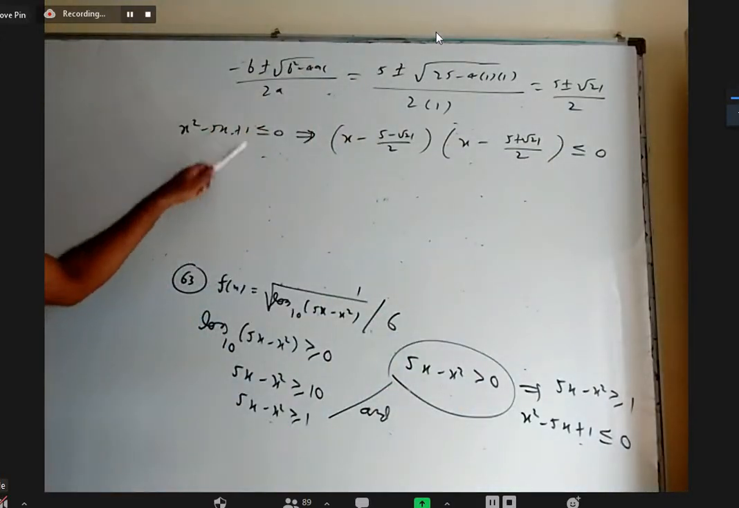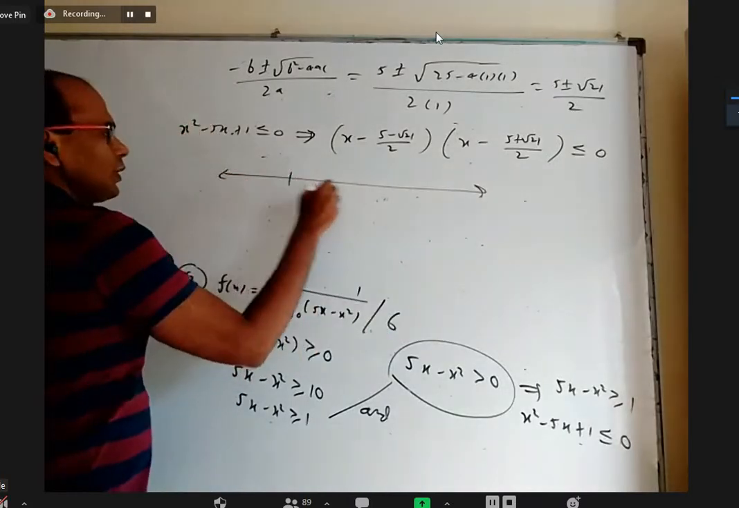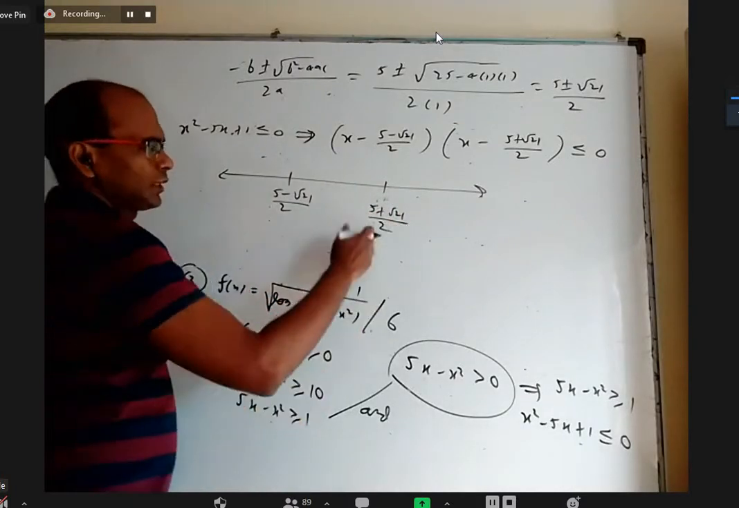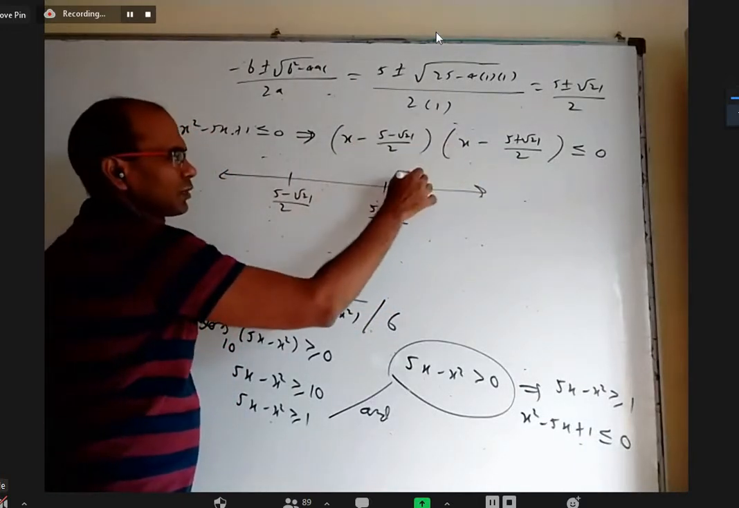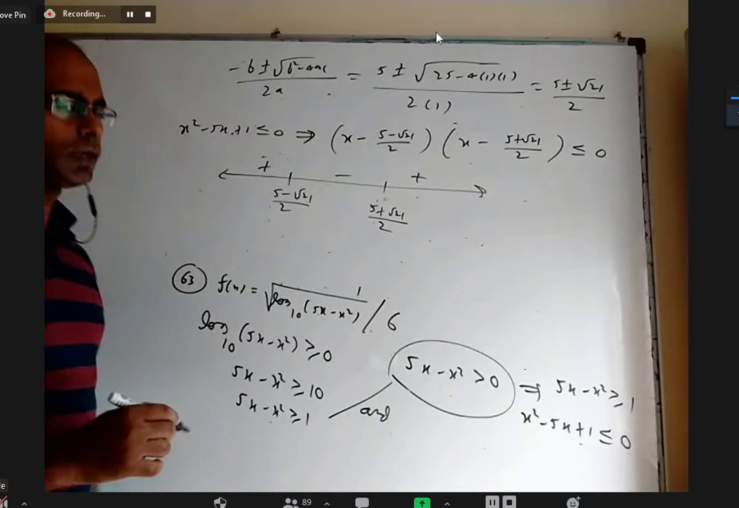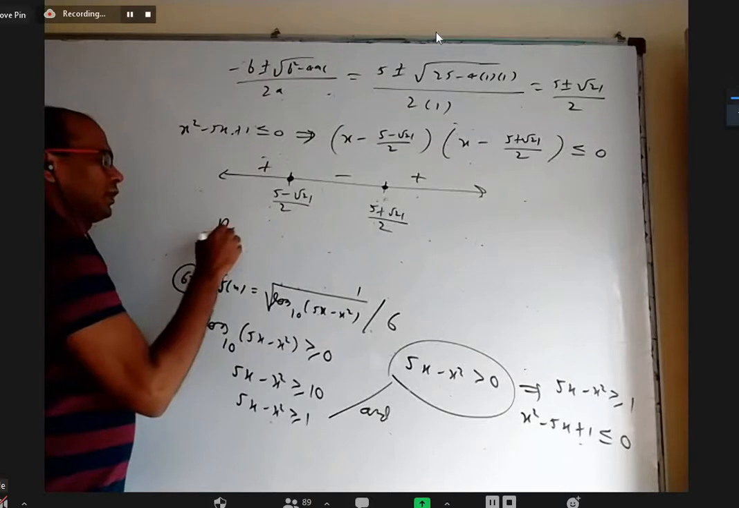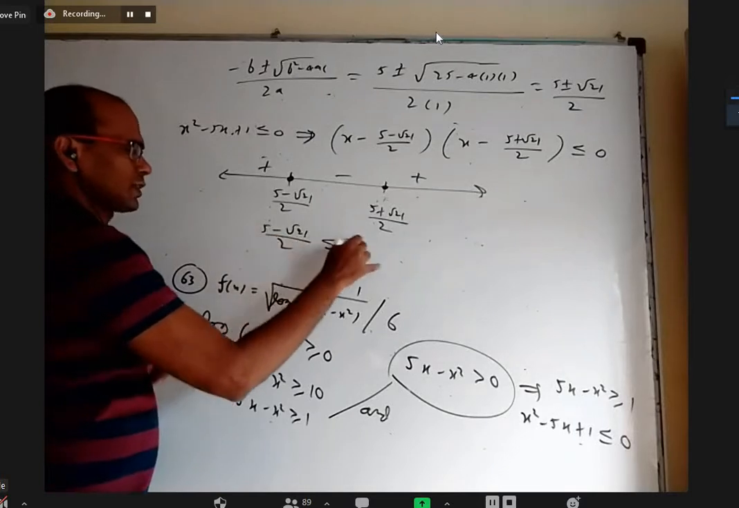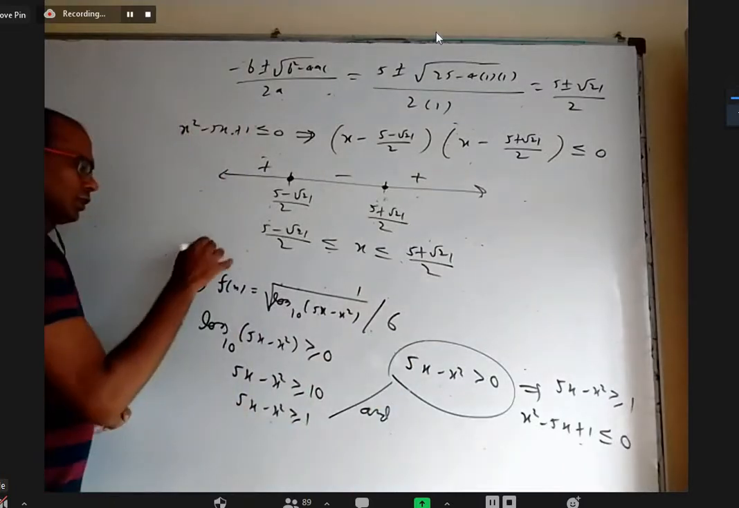A quadratic equation with leading coefficient 1 with roots alpha, beta can be written as x minus alpha into x minus beta. Now we take the number line and take the two roots, 5 minus root 21 by 2 and 5 plus root 21 by 2. Anything more than the bigger root, when you substitute, that x value is more than both of them. So the product is positive here, negative here, positive here. We want negative including the roots. So domain equal to 5 minus root 21 by 2 less than or equal to x less than or equal to 5 plus root 21 by 2. That is the domain.